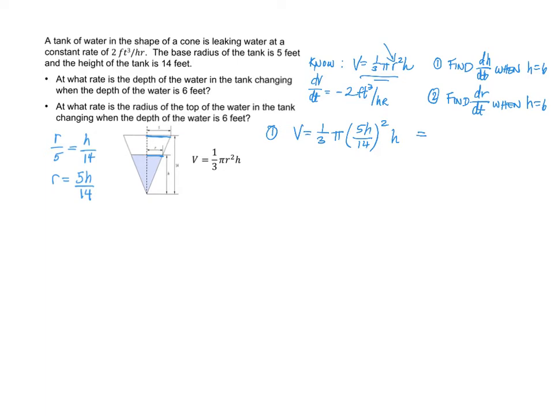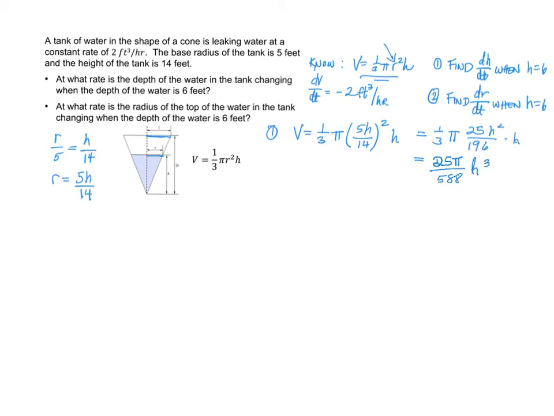So what do I get? I get 1/3 pi, and then 25 h squared over 14 squared, which is 196, and then times h. I can write that a little more simply as 25 pi over 588 times h cubed.